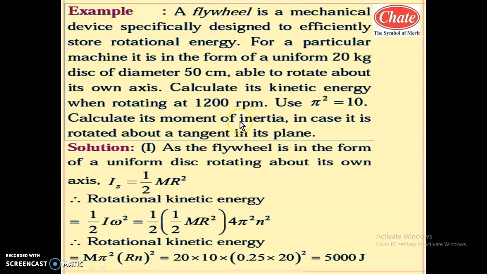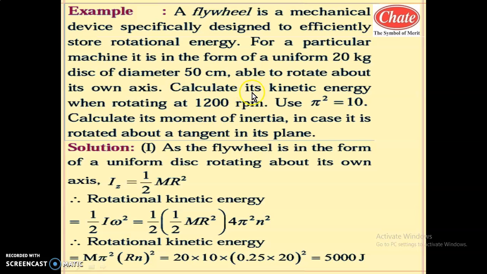So here we have to calculate the moment of inertia of the flywheel, means disc, in case it is rotating about a tangent in its plane. So we have to find the moment of inertia of the flywheel about an axis tangent in its plane. Student, if you know the direct formula, you can directly apply. The moment of inertia of a flywheel about this axis, that is tangent in its plane, is 5 by 4 mr square. So you may directly get the answer by using the direct formula. No need to go step by step.